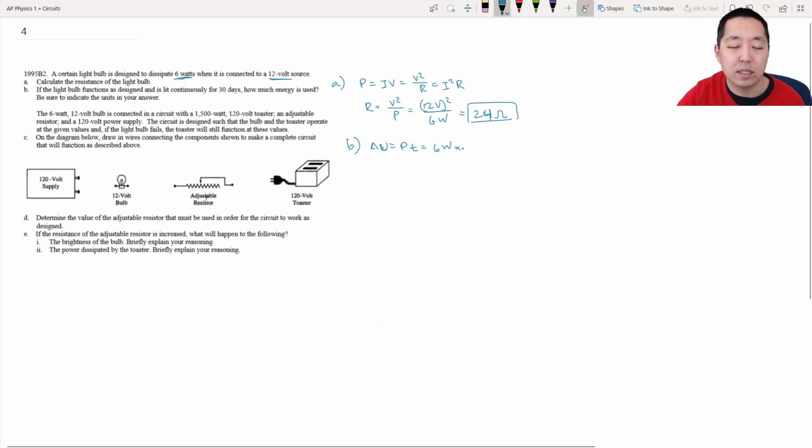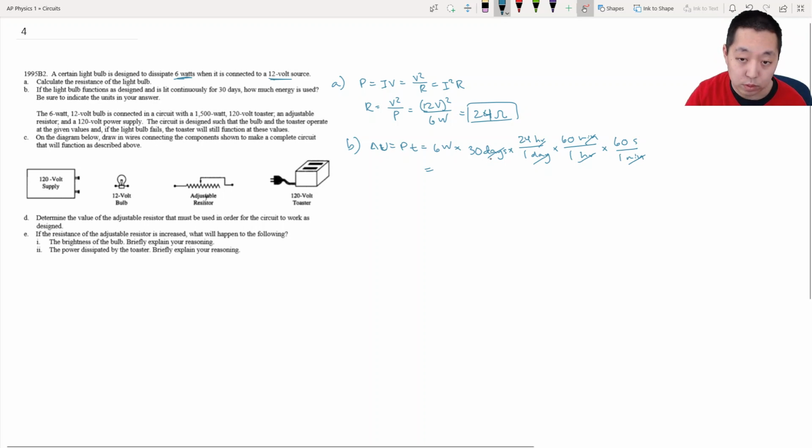At least if you want your units in joules, you would want this in seconds. So this is 30 days times 24 hours in 1 day, times 60 minutes in 1 hour, times 60 seconds in 1 minute. So the days cancel, the hours cancel, and the minutes cancel. So it'd be watts times seconds, which is fine.